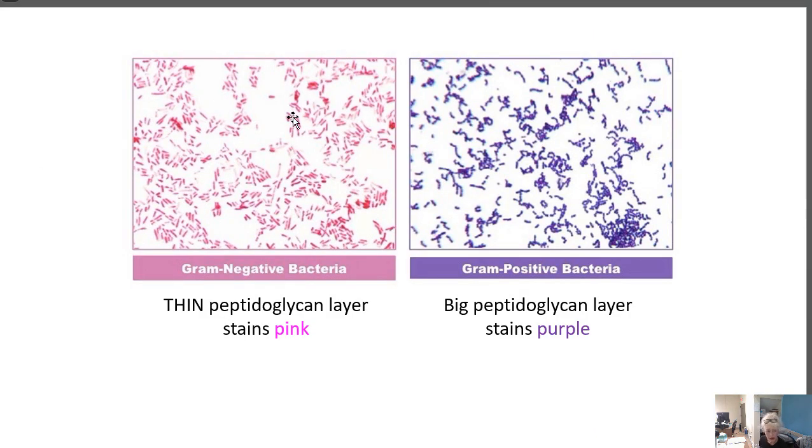So here's the difference between gram-negative and gram-positive. Because of the big peptidoglycan layer, gram-positive stains purple because it doesn't wash off once we wash the slides. Gram-negative has a thin peptidoglycan layer and it stains pink because the pink stays because the violet got washed off.